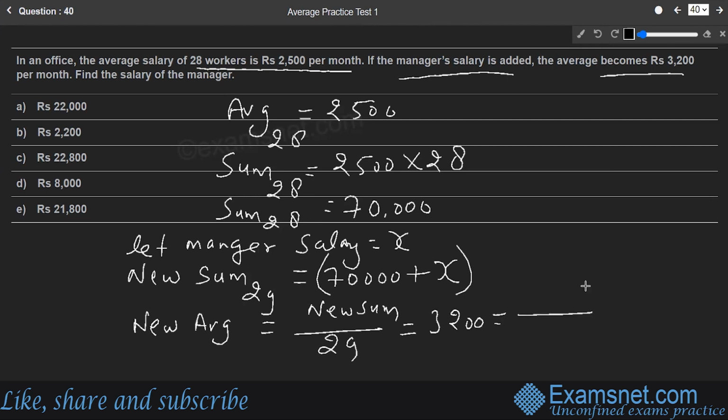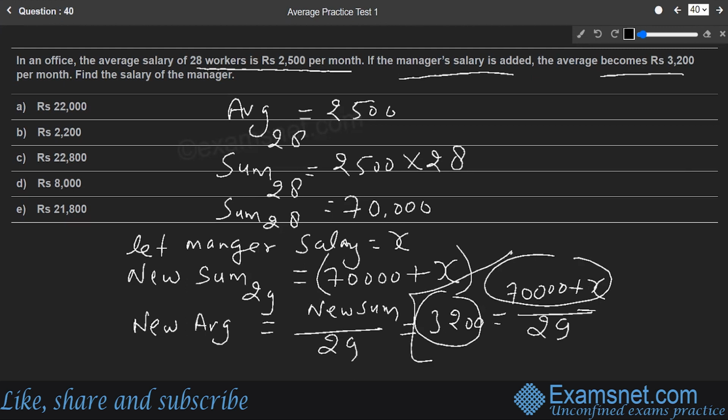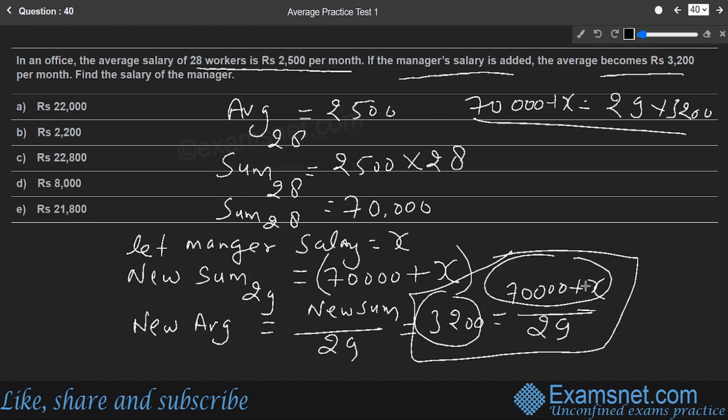We have already calculated the new sum in terms of x, that is 70,000 plus x, divided by the number of people, now 29. So clearly we need to solve this expression to give us the x value, which is our manager's salary. So clearly, 70,000 plus x is going to be 29 into 3200. Solving this gives us the x value to be 92,800 minus 70,000, that is nothing but 22,800.